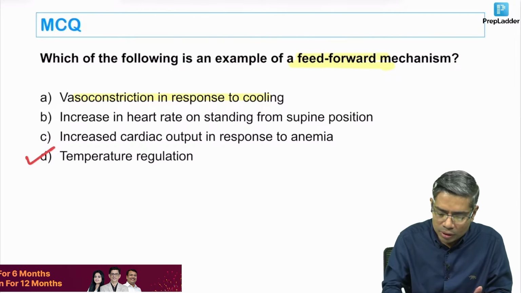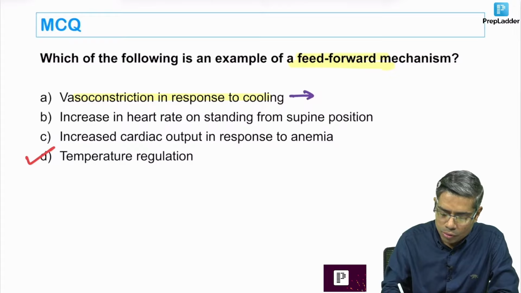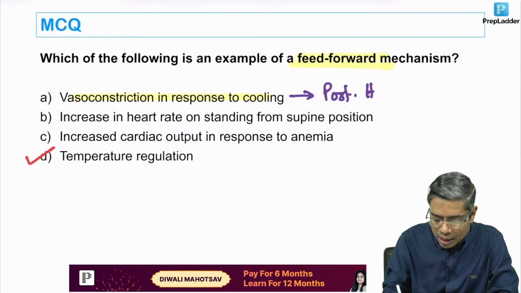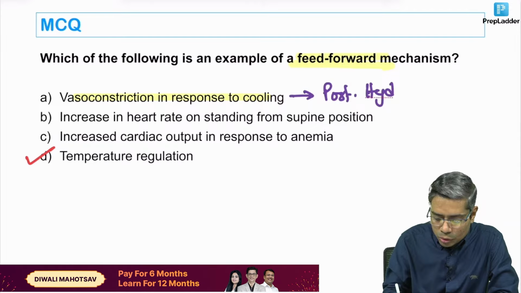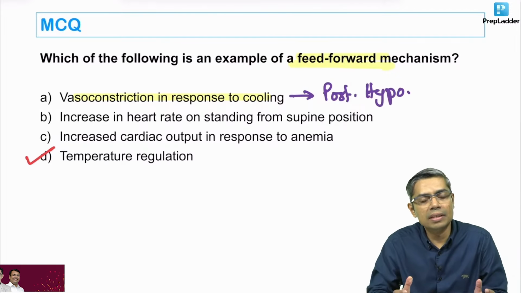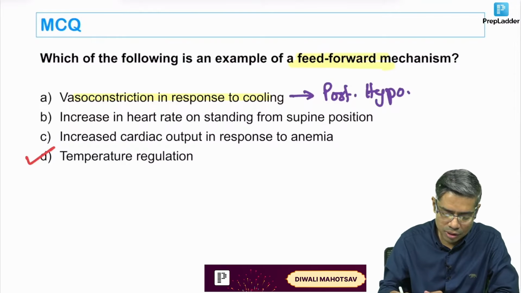Which part of the hypothalamus is doing this response? You have to remember that vasoconstriction in response to cooling is a function of the posterior hypothalamus. This important question has also been asked in another MCQ. So posterior hypothalamus is the answer, that center is known as the shivering center, or the center which is causing vasoconstriction.